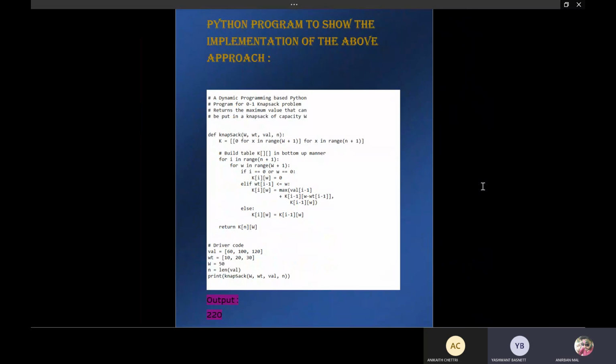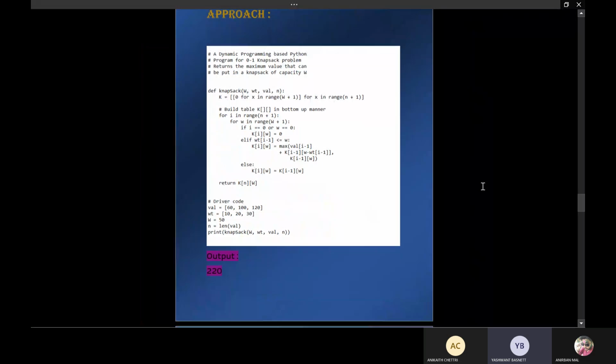a W loop for W plus 1, as I said in the previous section, the matrix, and then just a bit of programming. The approach is the same, the calculations are the same as I've shown above. So this is a simple approach. And the output we also get is 220, as Anirban and Aniket said in their previous methods.